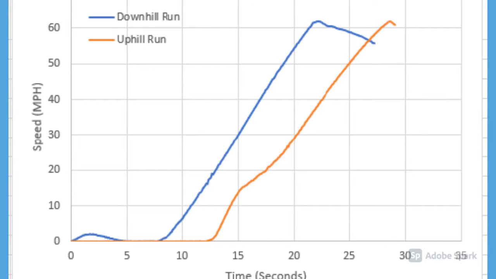This first graph is the raw GPS speed data that was collected from the 2 runs. The blue line is the downhill run, which was the first clip that was shown, and the orange line is the uphill run, which was the second clip that was shown.